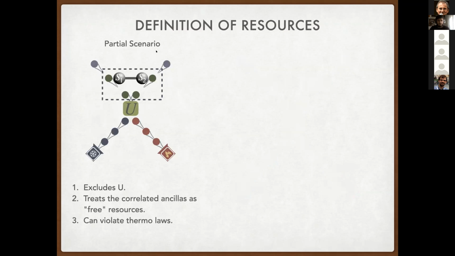So first of all, let me talk about the definition of resources. The first scenario I'm going to describe is the so-called partial scenario, which is enclosed in this rectangle here, and this excludes the unitary operation U between the two ancillas. That means that we treat the correlated ancillas as a free resource. They are given to you, and we don't pay for them. And this means that this can violate thermodynamic laws because, in fact, the ancillas are not overall in a thermal state, and they are not always in a local thermal state.